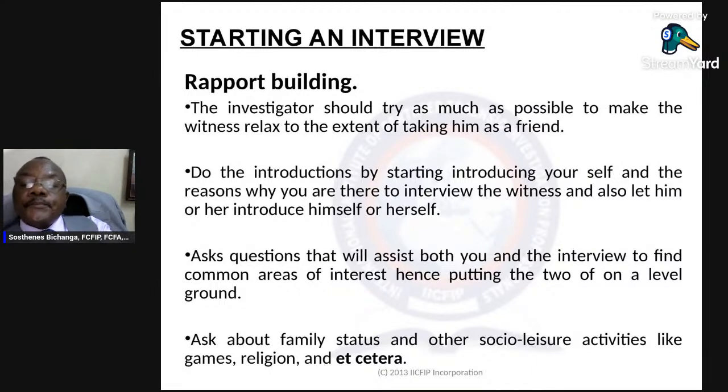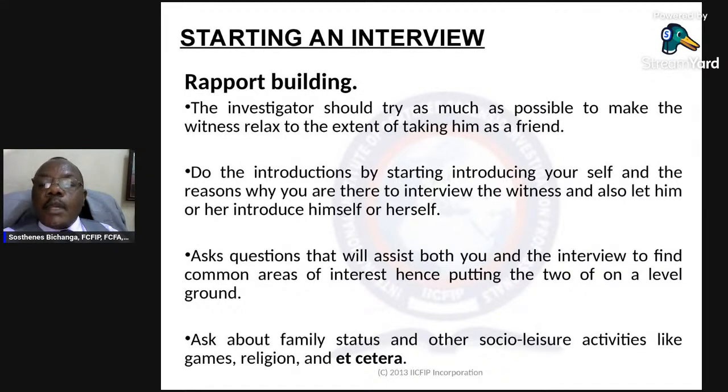Starting an interview. How do you start the interview? Start by rapport building. Rapport building is a very critical stage in the interviewing process. Whether you are interviewing witnesses or suspects, rapport building is a very critical stage.